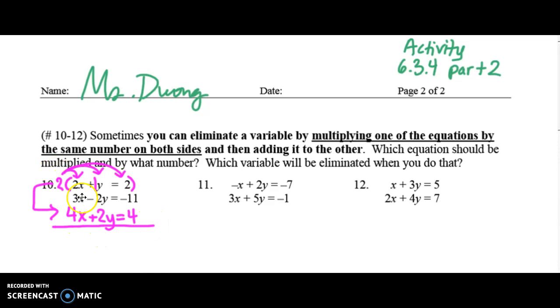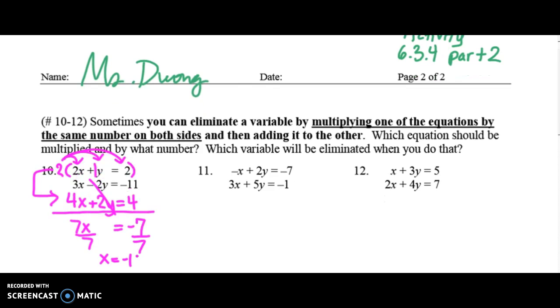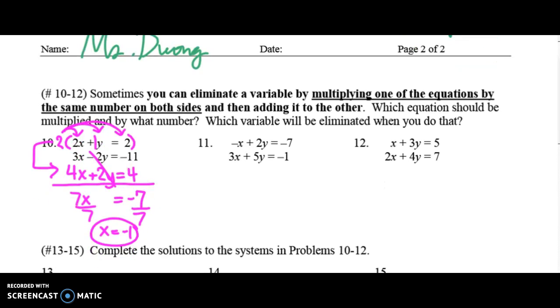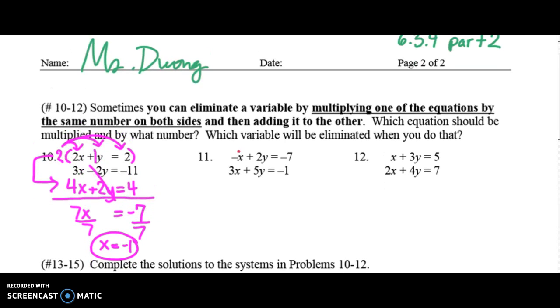So notice 3x and 4x will combine, but the negative 2y and positive 2y will cancel each other out. So the y will be eliminated. Becomes 7x equals negative 7. Divide both sides by 7, I get x equals negative 1.